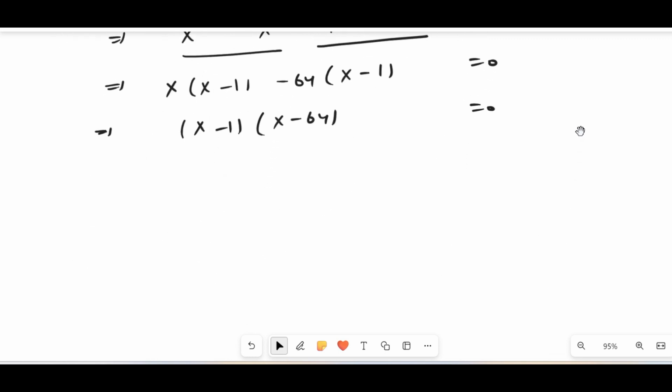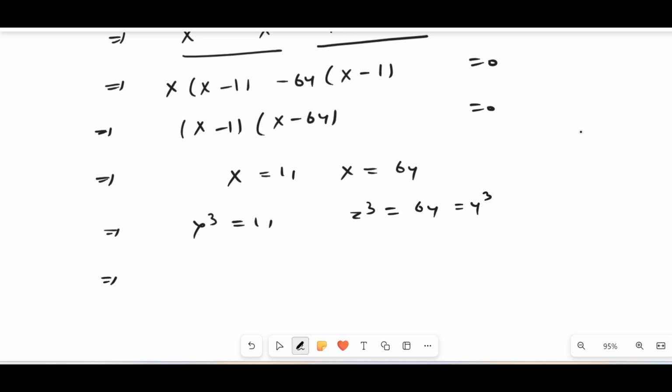So we will get two roots of this quadratic equation. First one, that is 1, and second one, that is 64. Here we will get y to the power 3 is equal to 1, z to the power 3 is equal to 64. So we can write 4 to the power 3. So by using the cube roots of unity, value of y, that is 1, omega, omega square, value of z, that is 4, 4 omega, 4 omega square.